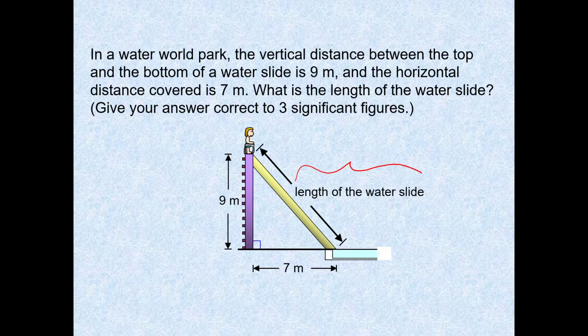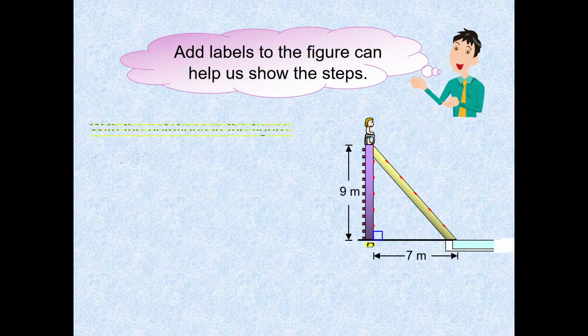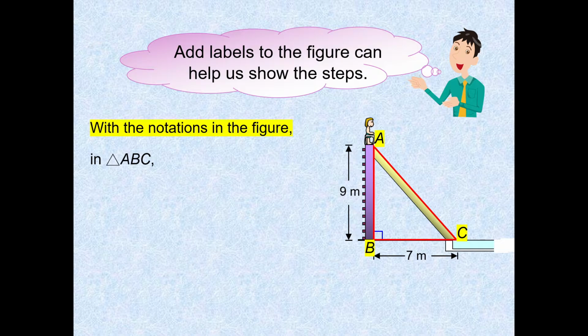So now, do you still remember we have the 3 steps, right? Step 1, we have to label the figure, right? So now, we can write down this sentence with the notations in the figure, and then we can label A, B, and C in the figure. So what is our next step? We have to look at the figure, right? So now, inside the figure, we know that this is a right angle. Angle ABC is a right angle.